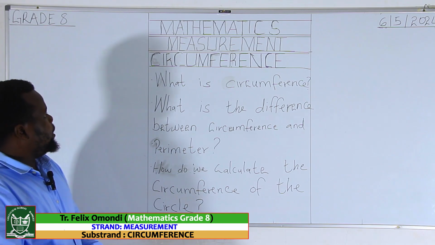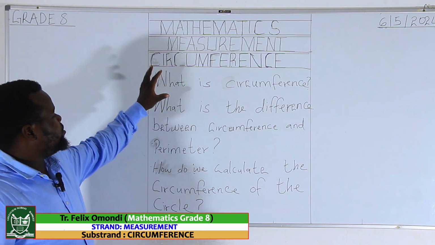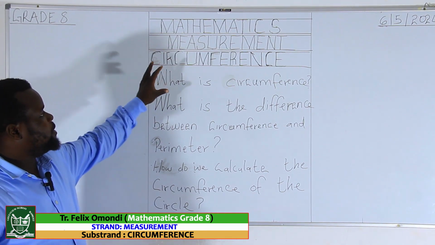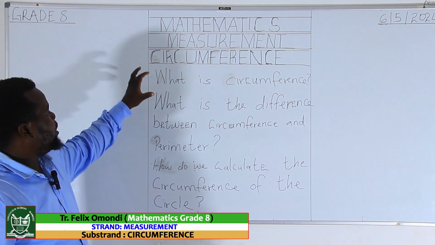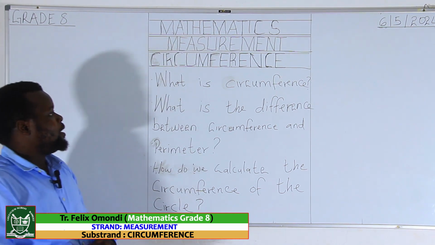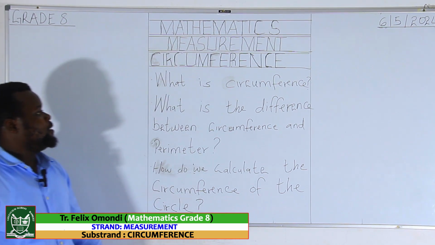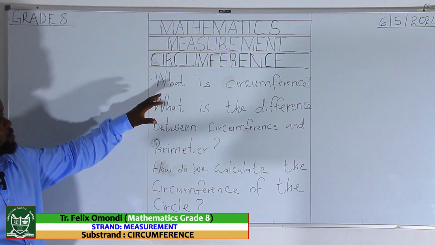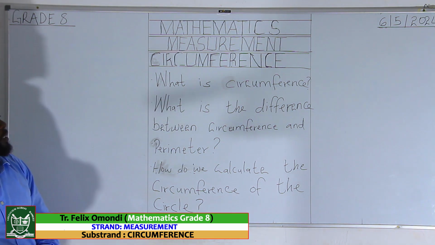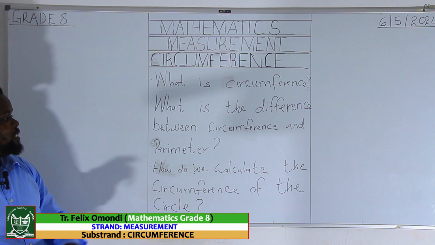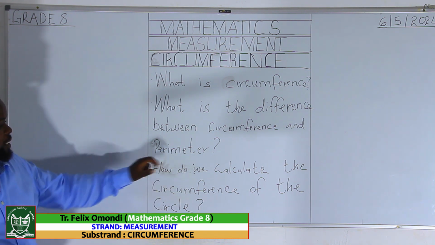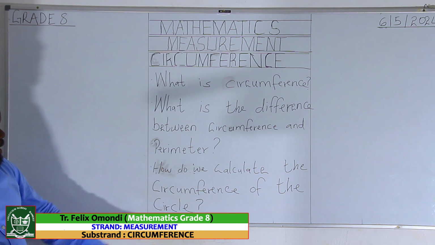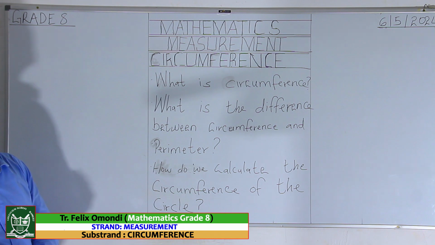Welcome. Today I'm going to take you through the strand of measurement, and the substrand circle and circumference. The first question that we are going to tackle is, what is circumference? What is the difference between circumference and perimeter? How do we calculate the circumference of a circle?